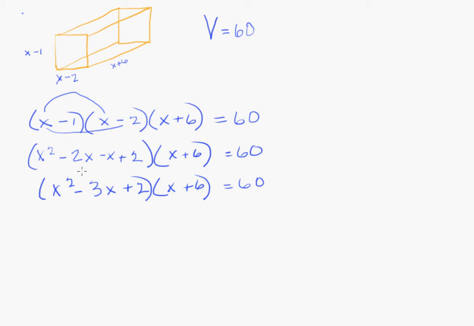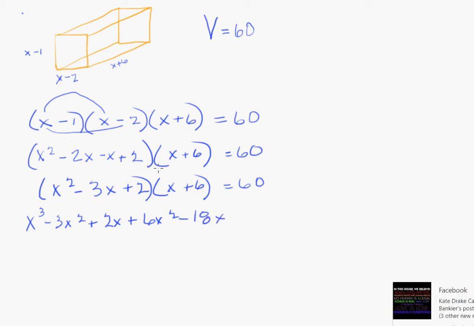So I have a trinomial times a binomial, which means I'm going to have to use the distributive property and multiply everything in the trinomial by x and then everything in the trinomial by 6. If I do that, I'm going to get x cubed minus 3x squared plus 2x. That's the x multiplied through, and then I do the 6, which would be plus 6x squared minus 18x plus 12. And that's all equal to 60.